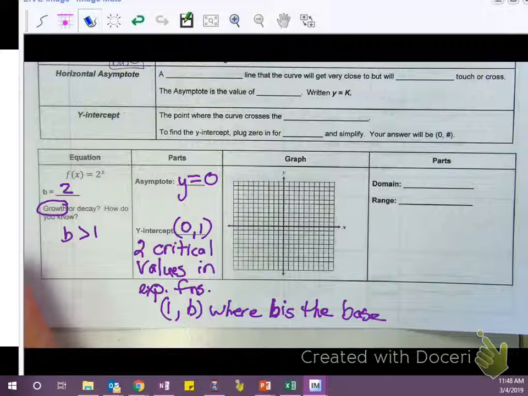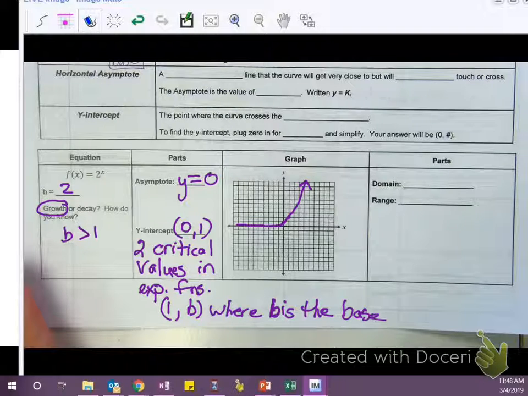So I have not shifted it left or right. 2 to the x in this case would be the parent function. So my base is 2. So I know I'm going to have the point 0, 1. And I know I'm going to have the point 1, 2. I know my horizontal asymptote is 0. And then I can draw in the graph.